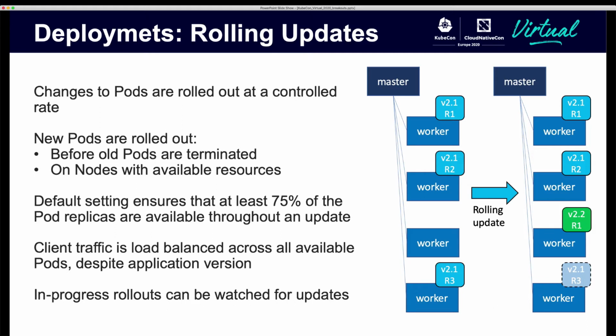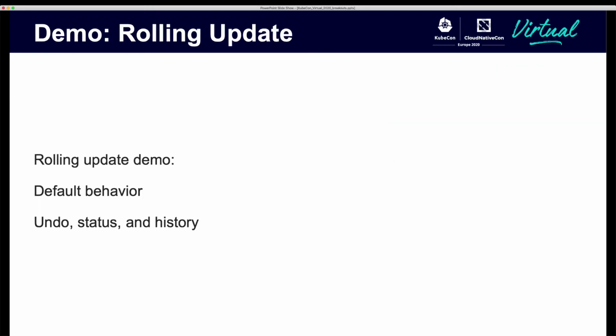other factors. And the default setting ensures that at least 75% of pod replicas are available throughout the update, right? So we're not going to tear down below 75% availability. That's tweakable, that we'll look at in a moment in a subsequent slide. Client traffic is then load balanced across all available pods. As well, if you want to see the live in progress rollout, you can. Like anything else in Kubernetes, you can watch that for updates.